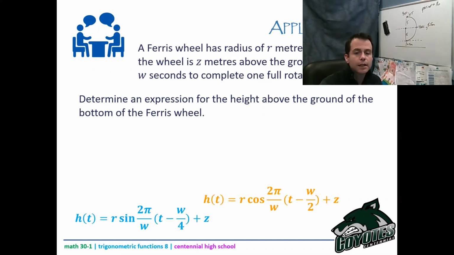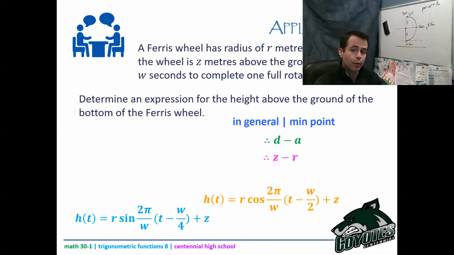Well, in any trig graph, if I want to get to my minimum point, I could start at the midline and then just head down the amplitude. That would always take me down to my minimum point. So the midline would be D in a regular equation, and the amplitude would be A. So I would find my minimum by going D minus A. Now in the context of this question, my new D is actually Z, and my new A is actually R. So I would say that I would find the minimum point by going Z minus R. Okay?